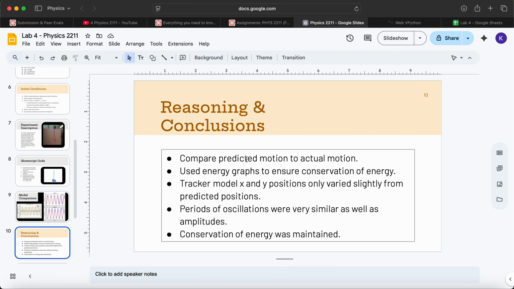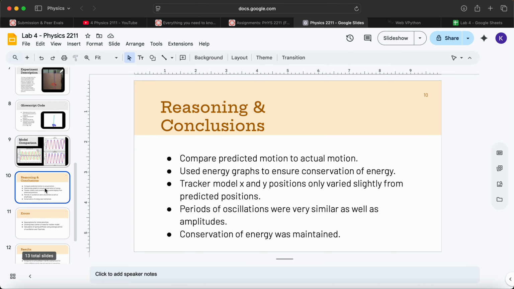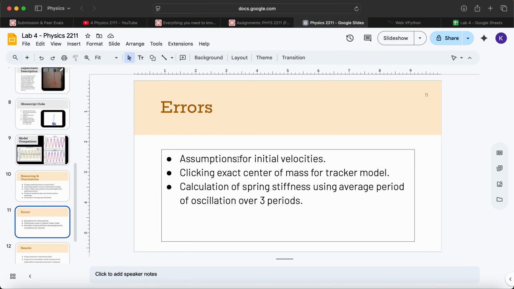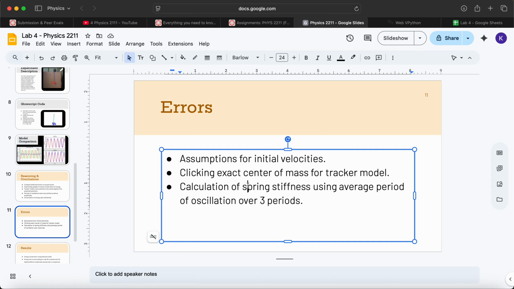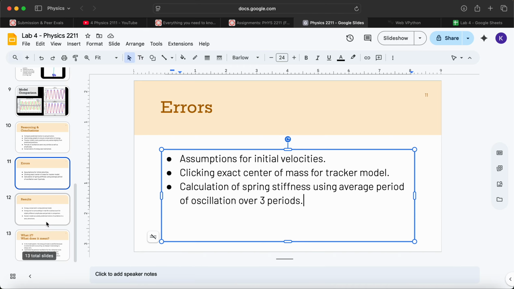So it was fairly useful to predict the actual motion, and the energy graph conserved the conservation of energy. They only varied slightly. Our periods of oscillation were very similar, and our conservation of energy was maintained. Some errors that possibly occurred were our assumptions for initial velocity, and clicking the exact center of mass for the Tracker model could have caused some issues. And our calculation of spring stiffness using the average period of oscillation over 3 periods is not completely exact.